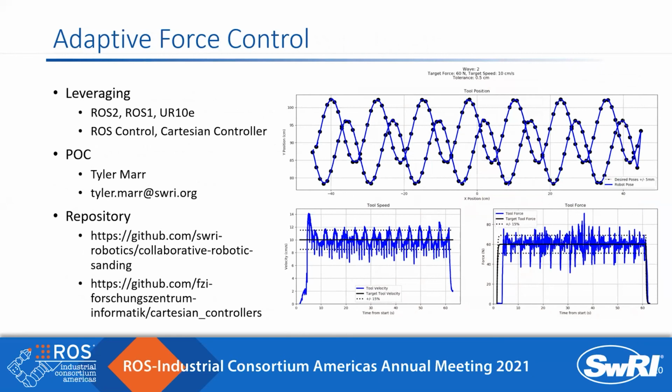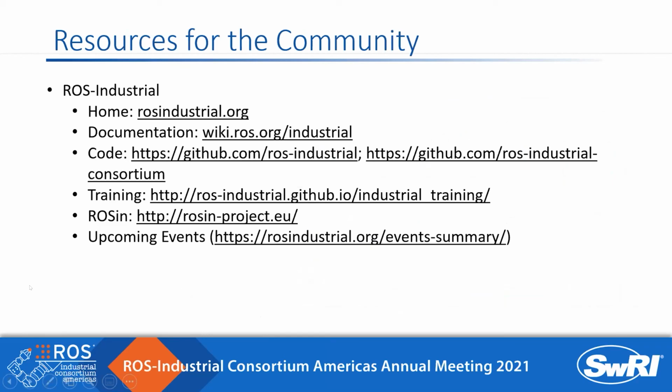The other piece is related to adaptive force control. So this was part of the project you saw that Matt presented on, that they were drawing circles on it and generating toolpaths in those regions. We did an internal research to explore a robot agnostic method for adaptive force control, taking feedback through an ATI sensor. Those are both the two repositories on the left, the collaborative robotic sanding that is open sourced, and the work was done leveraging the Cartesian controller with ROS control. And Tyler Marr was the point of contact on that.